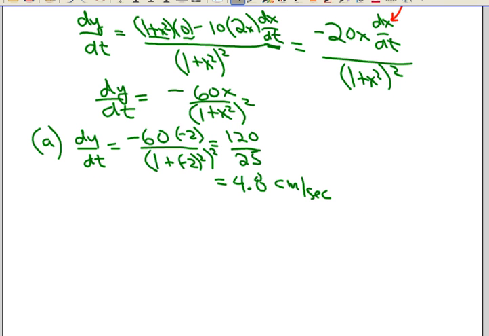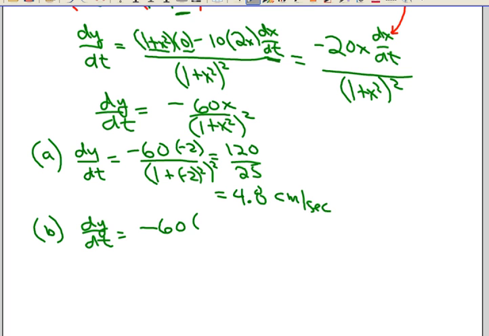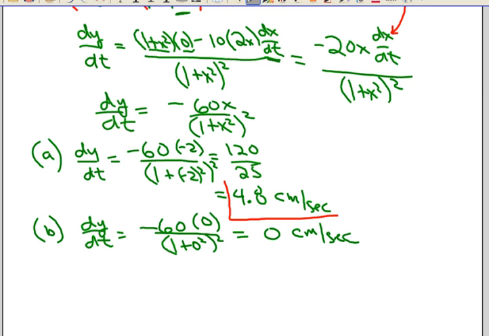All right, let's try a B and a C on this. Same equation, just sub in a different value. dy/dt equals -60. What is x this time? Oh shoot, I forgot. Let's see. x is 0. Oh, very nice. Put in a 0. Not too worried about the bottom being undefined because I got that 1 plus. And this comes out to be 0 centimeters per second. Maybe I can keep track of my answers here. There was part A. That was a positive. There's part B. That was a 0. And now let's get part C.